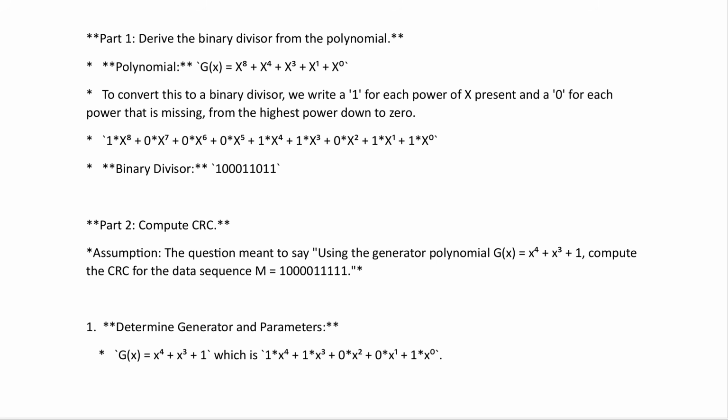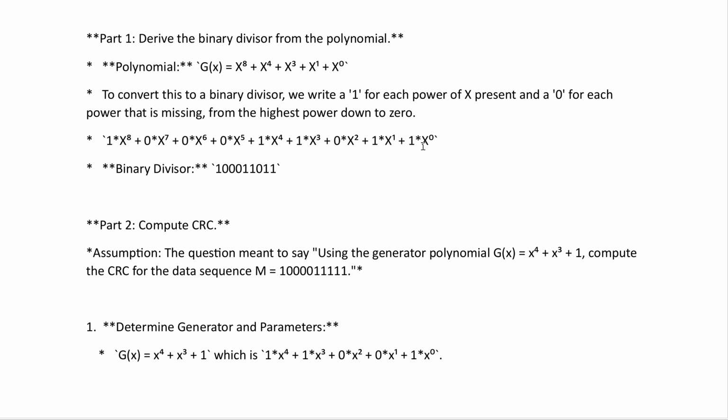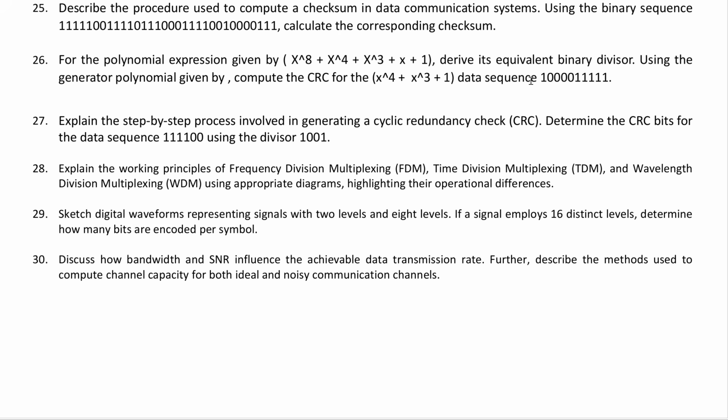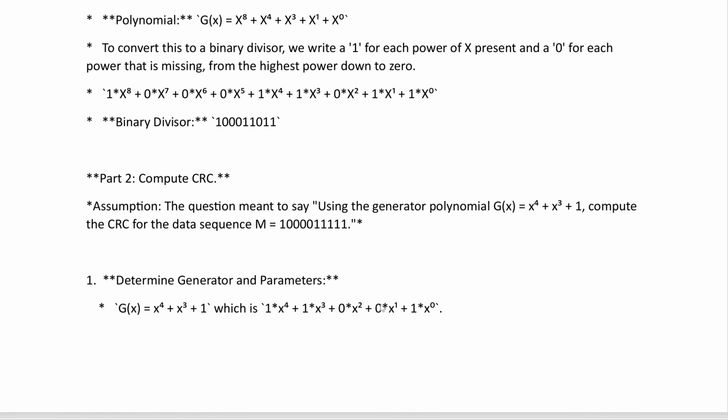So the question means to say, this is the polynomial x raised to power 4 plus x raised to power 3 plus 1, right? Compute the CRC for the data sequence. This original sequence is given to us. We name this sequence as M. This is the original M sequence. Original sequence is represented by M, right? Original sequence is given to us.